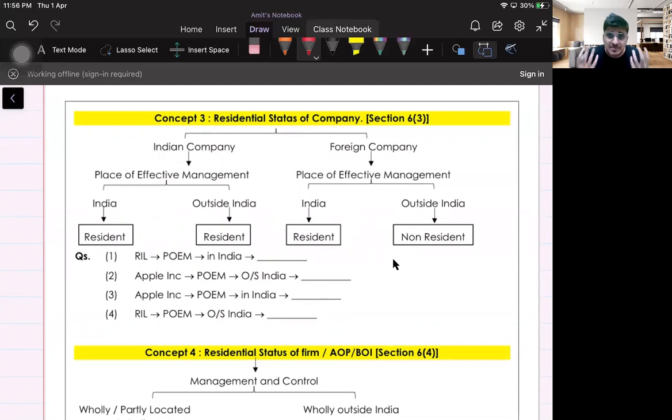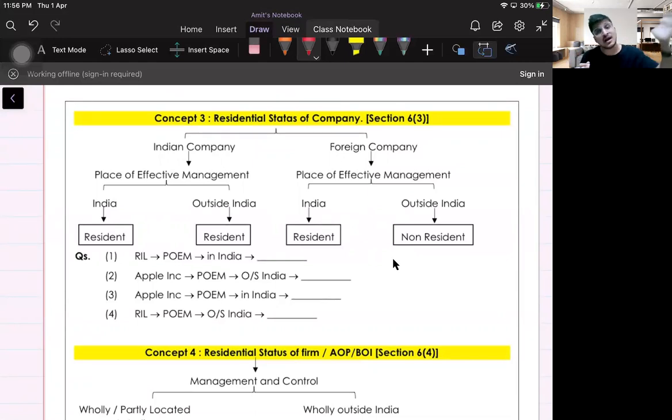Decisions kidhar se ja raha hai? Management kidhar se control ho raha hai? So, wo sab kuch place of effective management ki definition mein cover hota hai. So, as far as Indian company is concerned, place of effective management is of no relevance. Indian company is going to be resident in India. If POEM is in India, then Indian company is resident.